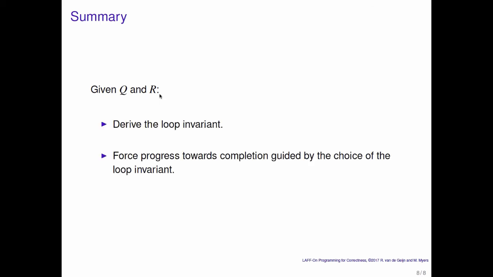Okay? So in summary, given Q and R, you derive the loop invariant, you force progress towards completion, which can then be guided by the choice of the loop invariant, because the loop invariant will often tell you whether you are going through an array forward, from 0 to n-1, or backwards from n-1 to 0.